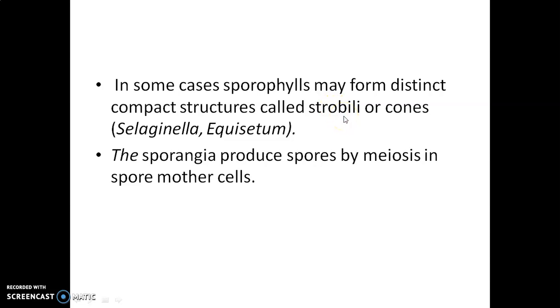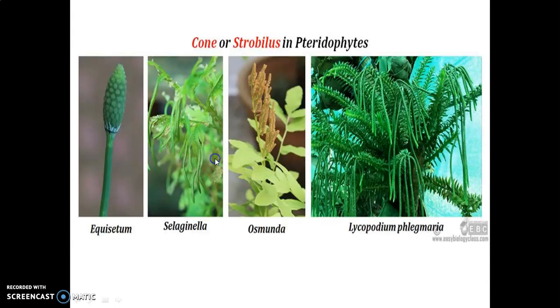You can expect this question in 1 mark area. What is strobili? Sporophylls may form distinct compact structures. The strobili are also known as cones. It is well observed in Selaginella and equisetum. The sporangia produce spores by meiosis in spore mother cells.